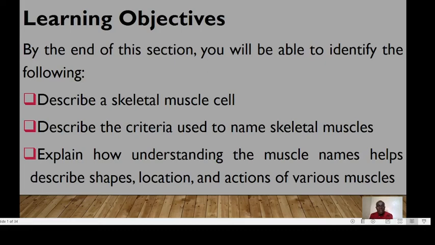Today we're looking at the skeletal muscles, types of muscles, guys. How many muscles did we say are found in the human body? 639 muscles, and most of them are skeletal muscles.